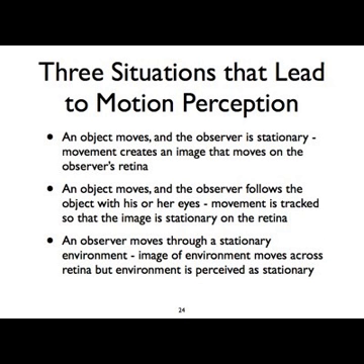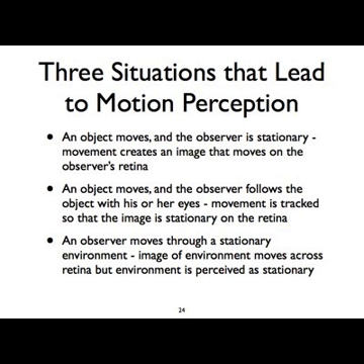The second situation is an object moves and the observer follows the object with his or her eyes. So a ball flies across the room, you track the ball as it moves, from Jimmer's hand to bounce off the backboard. And he misses. I just say that to check if you're listening.